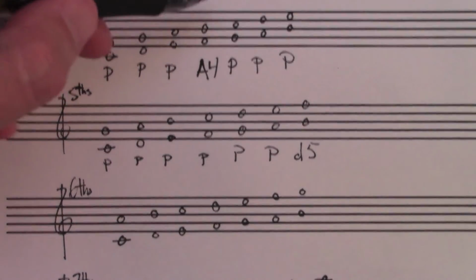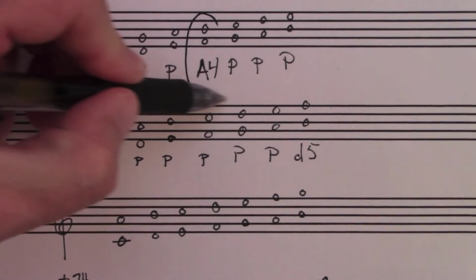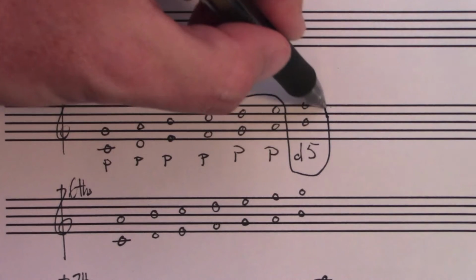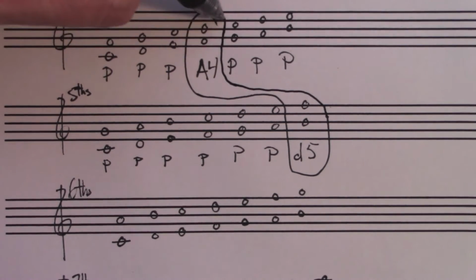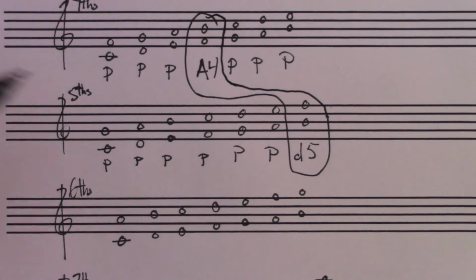Now, let's talk about this for a second. See if I can do this. Okay, it's not bad. Augmented fourth or diminished fifth. It sounds like this. Or this. It sounds kind of crunchy or dissonant, I suppose.